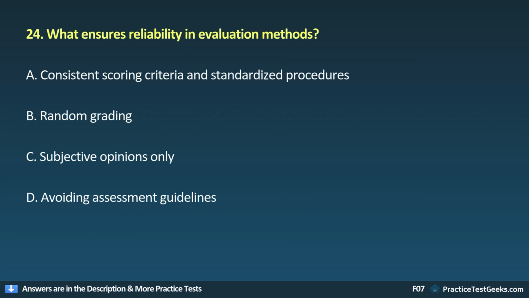24. What ensures reliability in evaluation methods? A. Consistent scoring criteria and standardized procedures. B. Random grading. C. Subjective opinions only. D. Avoiding assessment guidelines.